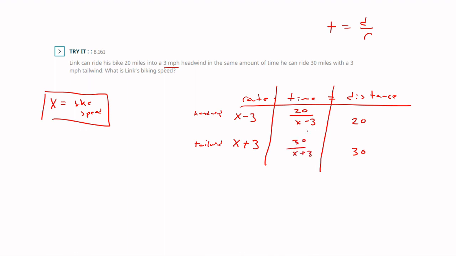Okay, why did we do it? Because we need time in order to set up an equation. Now let's see what it says. Same amount of time. The same amount of time with the headwind and without it. So now I have two equations that I can set equal to each other. So we're going to lasso. I'm going to run out of space here. Okay, lassoing this way and this way.